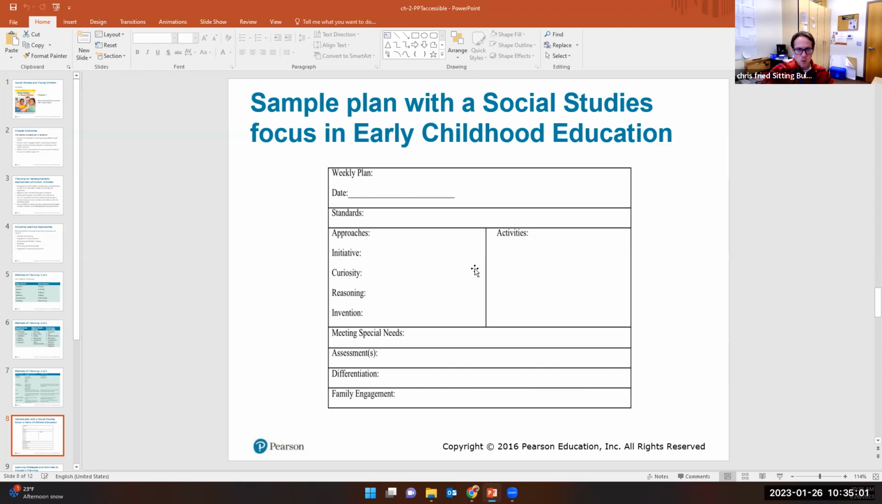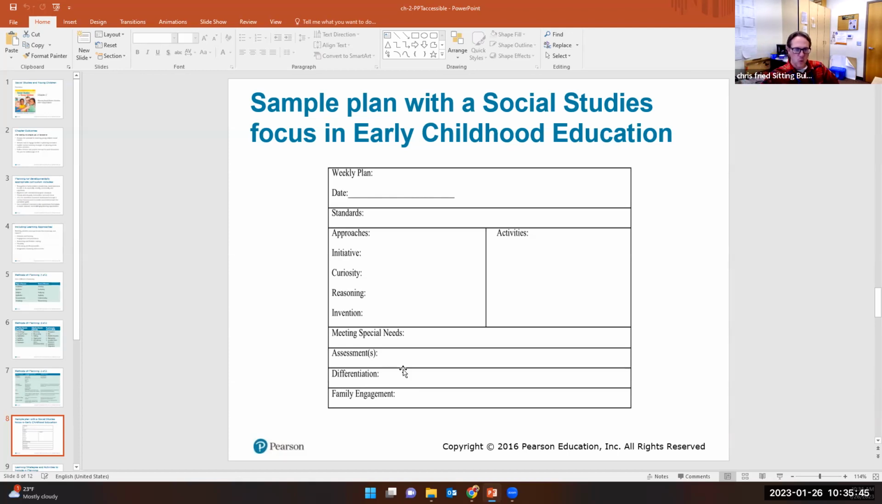But here's a sample example for social studies, or this could be for a variety of content areas. Looking at these components here: approaches, initiative, curiosity, reasoning, invention. What are the things you're looking at to engage the students during the week? What standards do you have for social studies, early learning standards? What activities are you going to do? This is kind of similar to ours a little bit, but it uses different terms.